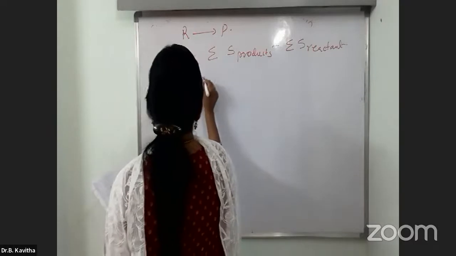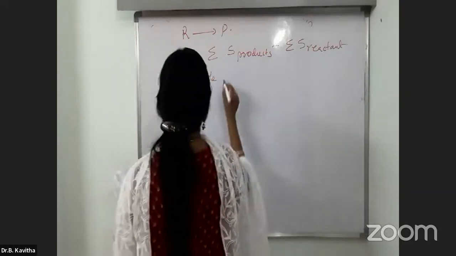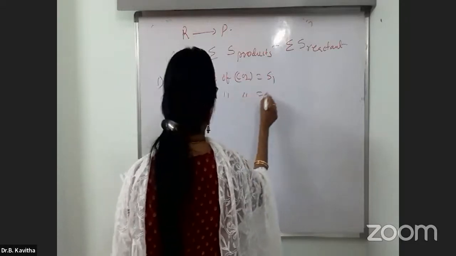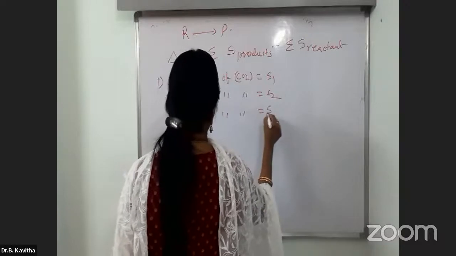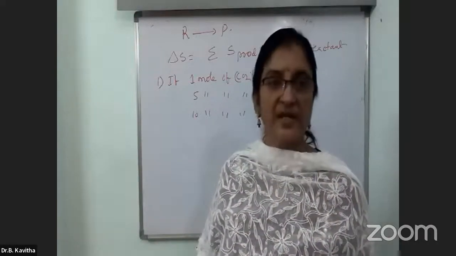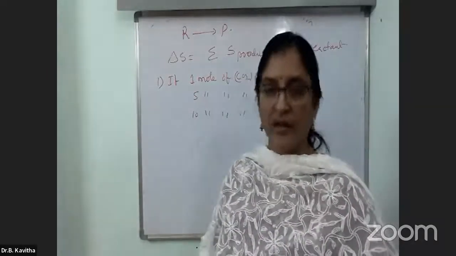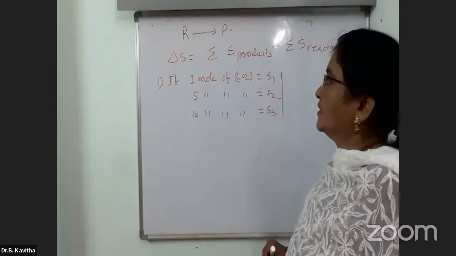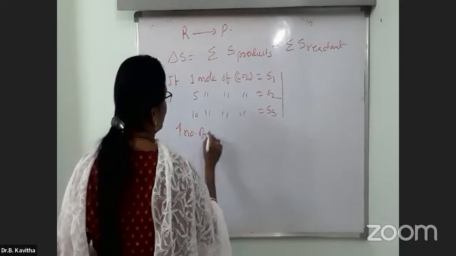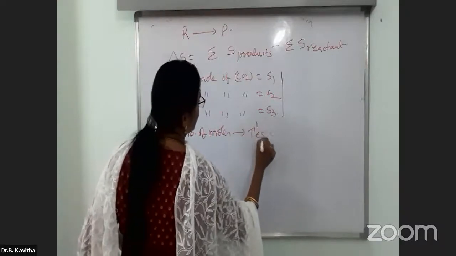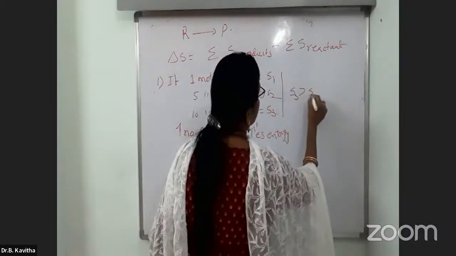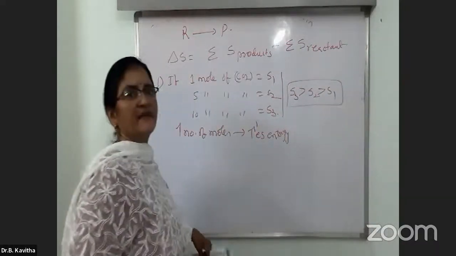If 1 mole of carbon dioxide, entropy is S1. 5 moles of carbon dioxide is S2. 10 moles of carbon dioxide is S3. Among these three, which mole of the substance will have higher entropy? ఏది ఎక్కువ entropy ఉంటుంది? ఇది గుర్తుపెట్టుకోండి everybody. As the number of moles increases, it automatically increases entropy. And S3 will have higher entropy than S2, than S1. S3 is greater than S2 is greater than S1. This is the first one.